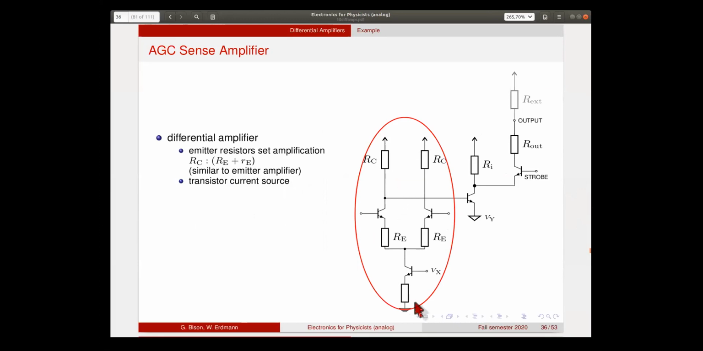So the first one here is a differential amplifier. Here we have a transistor with a resistor as a current source. So we fix this voltage here, and then this gives us a voltage drop here, and then this resistor defines how much current flows here. This current is then pulled from this node here. So this is our implementation of the current source. Then we have the two input transistors, the differential pair. They have an emitter degeneration to have better control over the gain. And then we have these two collector resistances.